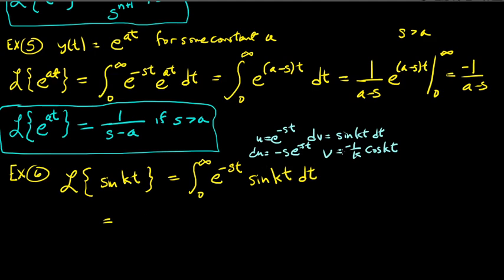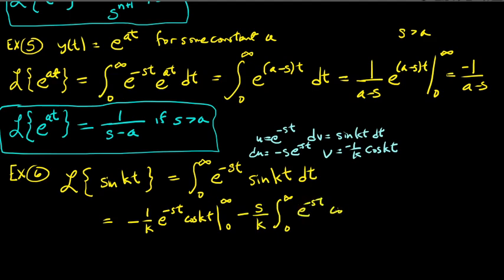So we get u times v, so that's going to be negative 1 over k e to the negative st times cosine of kt, evaluated between 0 and infinity, and then minus v du, so that's going to be minus a positive, minus 3 negatives, right? So that's still negative s over k times the integral from 0 to infinity of e to the negative st cosine of kt dt. Okay.